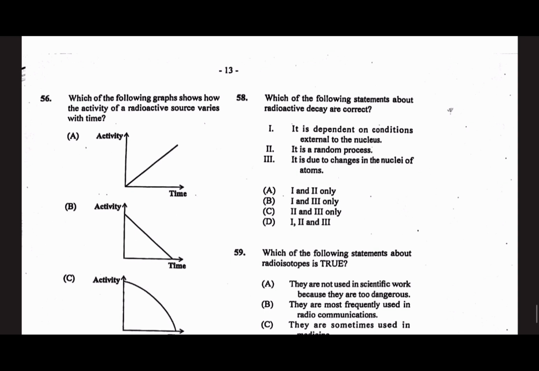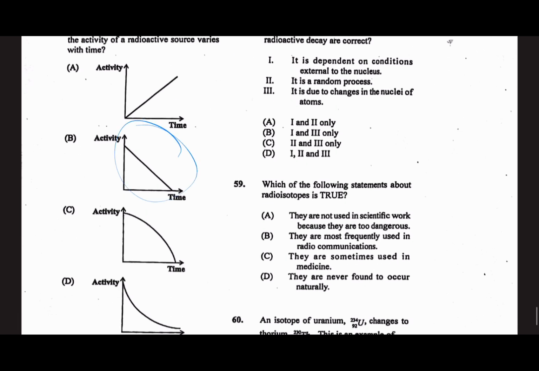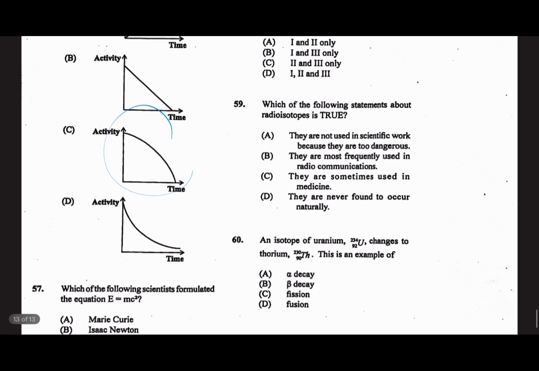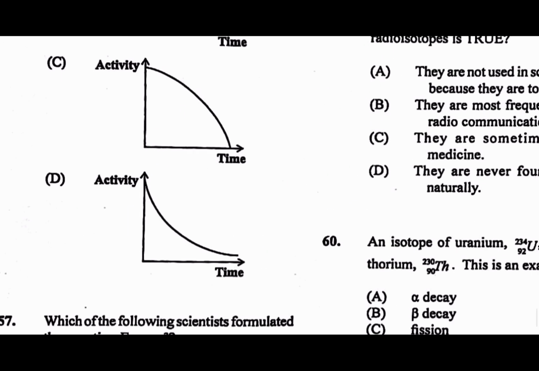Which of the following graphs shows how the activity of a radioactive source varies with time? So when we're talking about a radioactive source, we're talking about decay, right? And the decay curve for radioactive sources is always an exponential decay graph. Over here we have a linear graph, that can't be true. We have another linear graph, that can't be true. Over here, I don't even know what that is. Right, so our answer is clearly D. This shows an exponential decay.